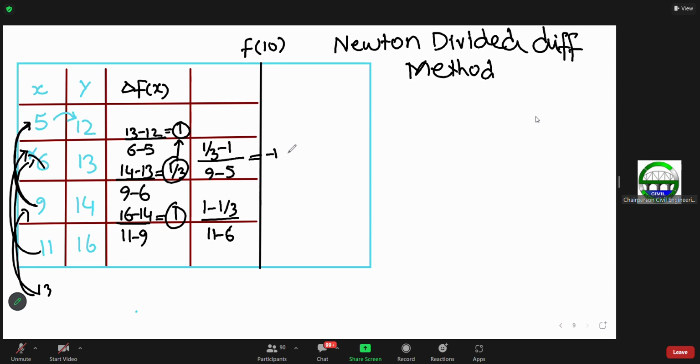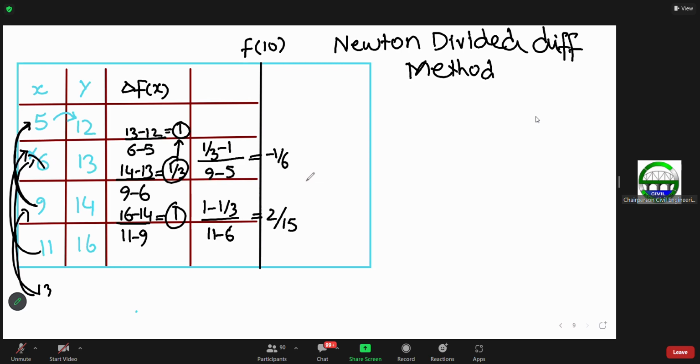Minus 1 by 6, and this one, the second one. What is the second one? 2 by 15, 2 by 16, 2 by 15. Mostly people say 2 by 15. Okay, so I will go with 2 by 15.